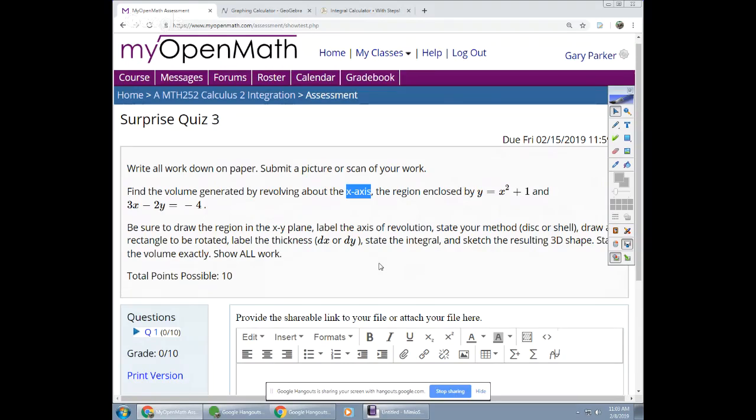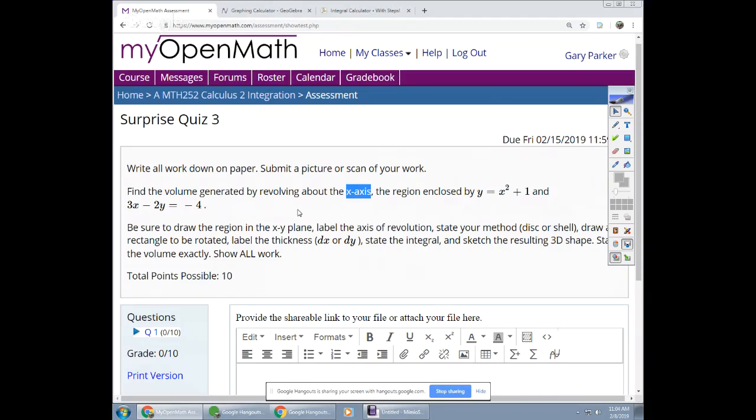What you need to give me, along with the volume, is some pretty pictures. So for sure, you're going to draw me a 2D picture showing me that enclosed region, showing me the axis you're rotating about, and labeling any other pieces you need to set up your disks or your shells. You get to choose. It's up to you. Disks or shells. I also want you to do an attempt at a 3D sketch. Okay? I'm not expecting much there.